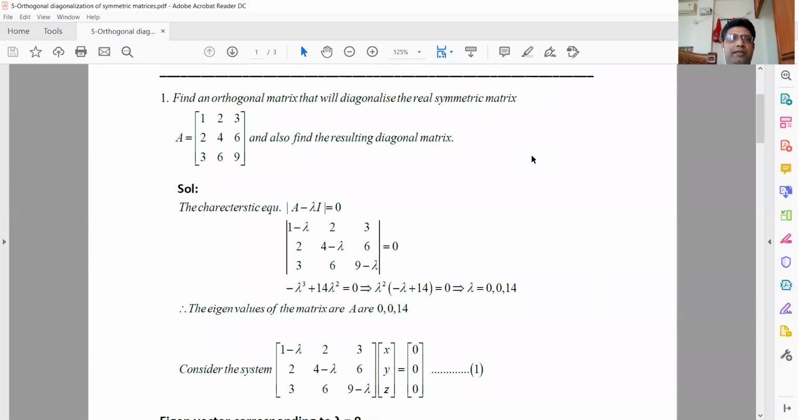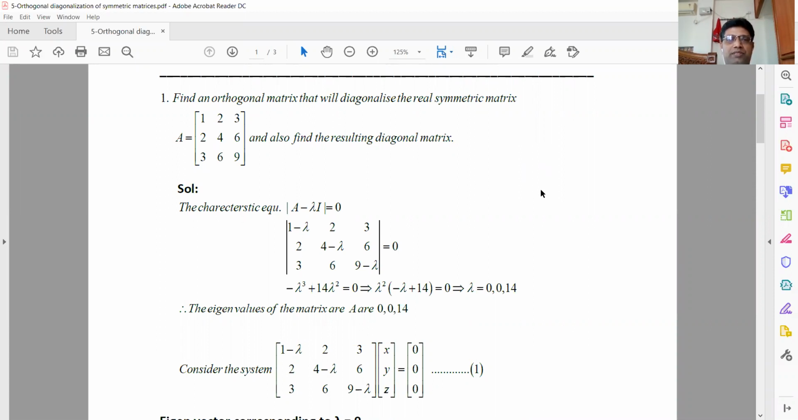So the question is here. Find an orthogonal matrix that will diagonalize the real symmetric matrix A equals to 1, 2, 3, 2, 4, 6, 3, 6, 9, and also find the resulting diagonal matrix. So here he is asking for the orthogonal diagonalization of the symmetric matrix. So clearly it's a symmetric matrix. So the procedure is simple.